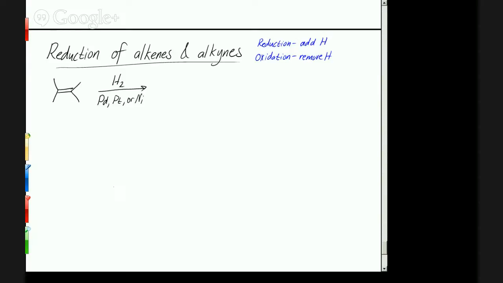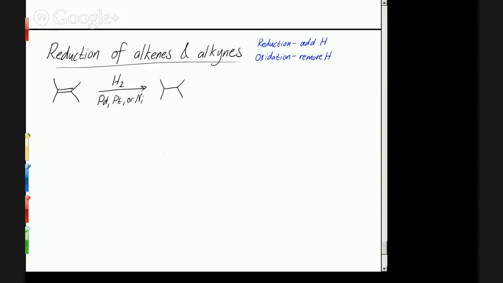You do this at high pressure in a special reactor where you put your stuff in there, you put in the metal catalyst, and then you pump it full of really high pressure hydrogen. And what happens is you add hydrogen and reduce your alkene to an alkane. When we draw in line structures, it's really easy because all you do is you just get rid of the double bond.